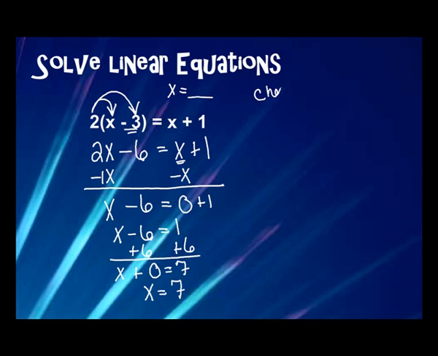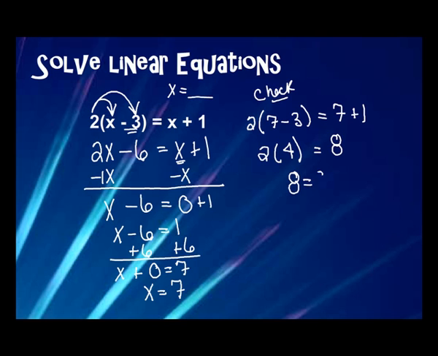But you know what? We better check that one just to make sure we're right. So everywhere there's an x in the equation, I'm going to put a 7. So 2 times, now x is 7, minus 3 should equal, now x is 7, 7 plus 1 if we're right. So we're going to do orders of operations that say I have to do what's in parentheses first. So 2 times, now 7 minus 3 is 4. 7 plus 1 is 8. So let's see if we're right. Well, 2 times 4 is 8. Since 8 equals 8, I know I did it right. And that x equals 7 is my answer.